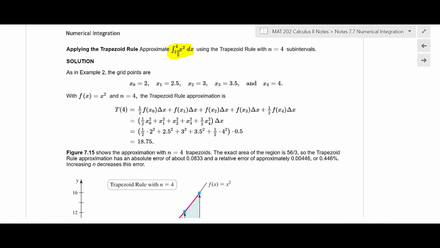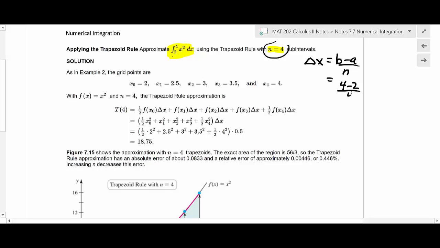But the idea with this is, if you're doing 4 subintervals, and I'm just going to talk through this, I just took this out of the book so you don't have to write all this down, delta x is b minus a over n. So what's b and what's a in this problem? 4 and 2, right? Those are the limits of integration. So it's the upper limit minus the bottom limit. n is the number of subintervals. So that's 2/4, which is equal to a half.